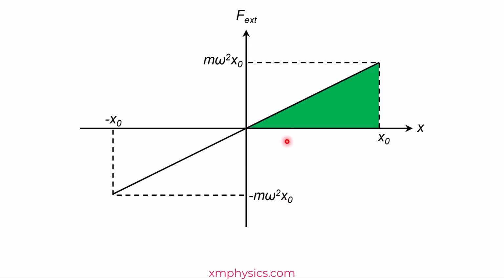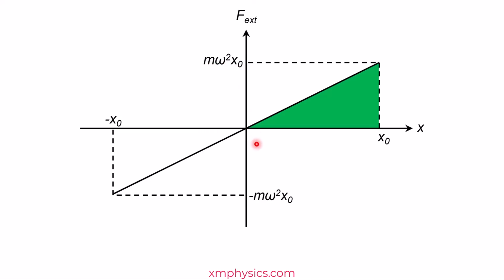So for a SHM, the external force you need to apply again is not a constant force. It's a force that's directly proportional to displacement, because the restoring force is directly proportional to displacement. If you remember, the maximum acceleration of a SHM is omega squared x naught, then you understand why the maximum restoring force is m omega squared x naught.